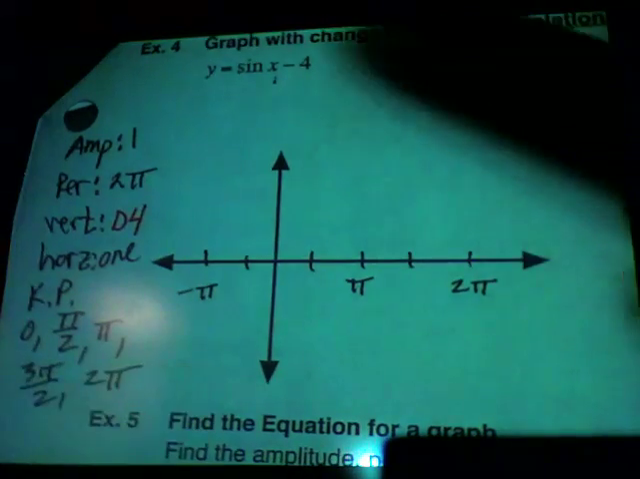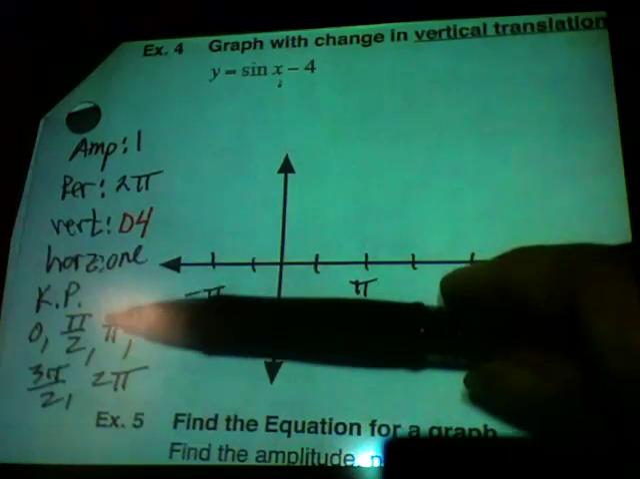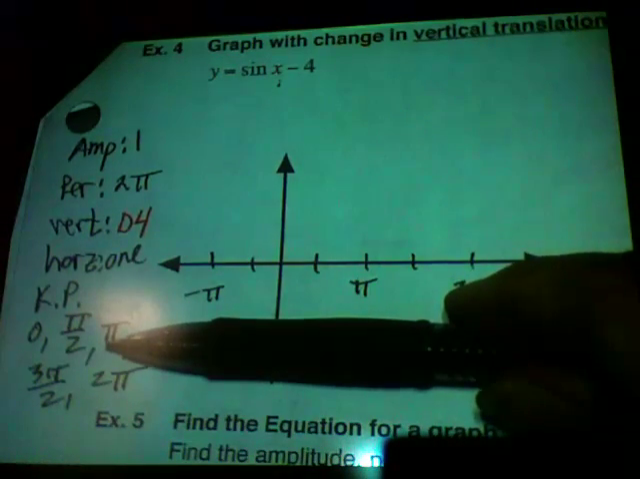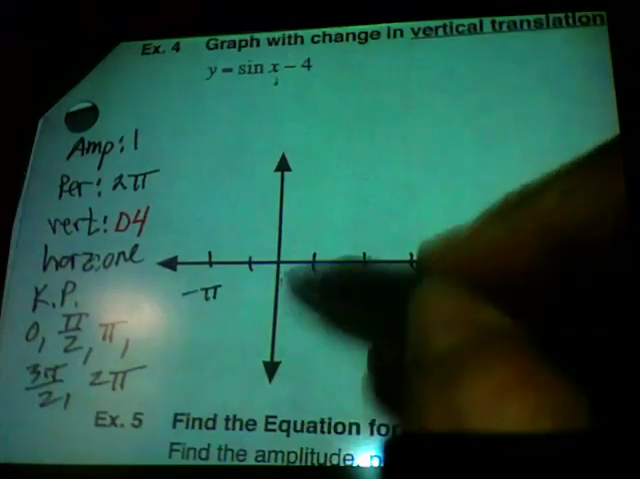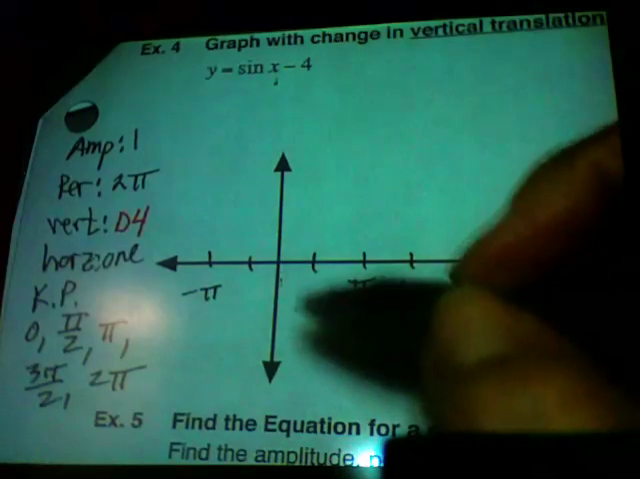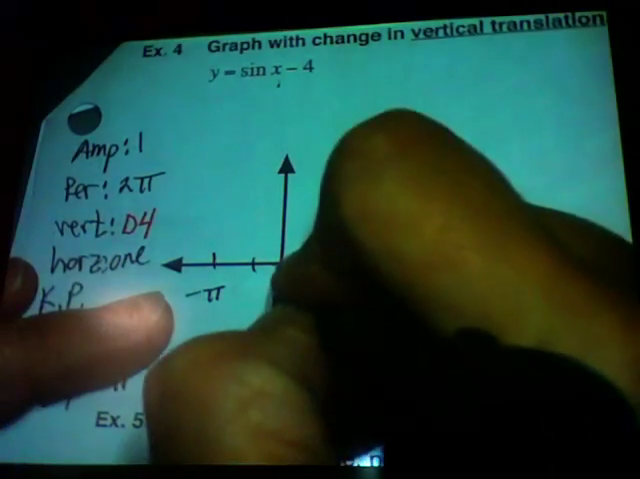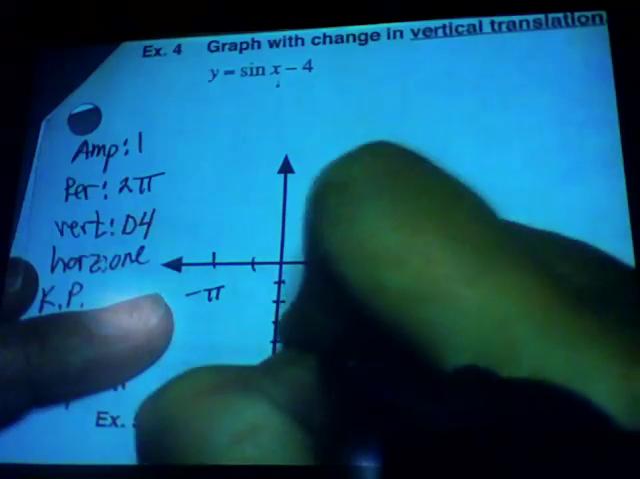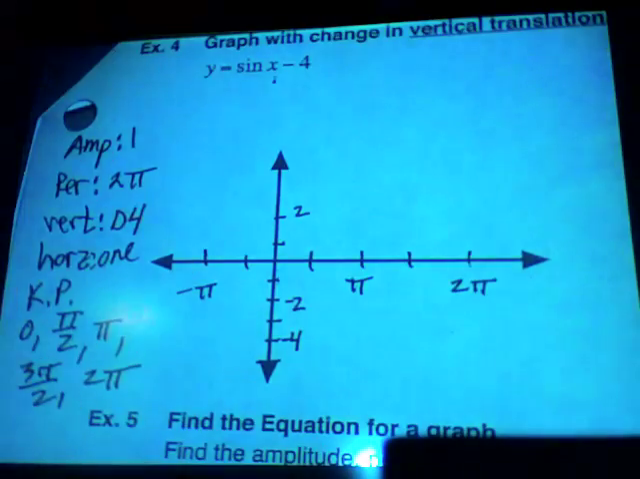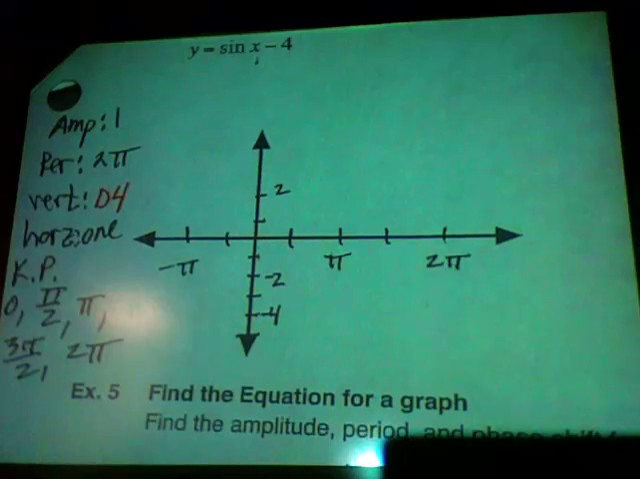Because I'm going to drop, and technically when we have a vertical drop, we're going to drop that x-axis down 4. And on top of that, our amplitude is 1. So I have to have at least 5 hash marks down here because I have to go down an additional 1 because of how my curve goes. I'm only going to go up to 2 on the positive vertical axis only because I'm not going to need it.